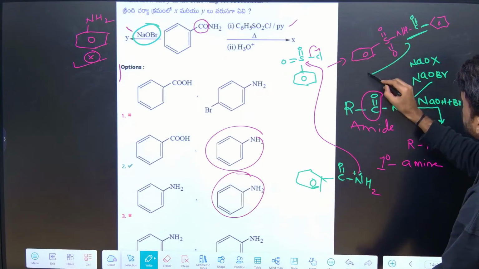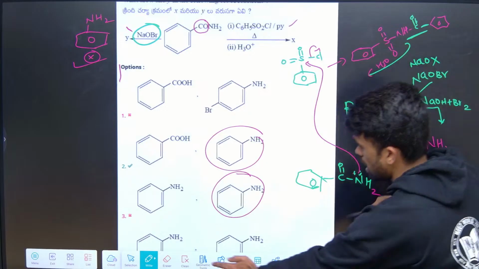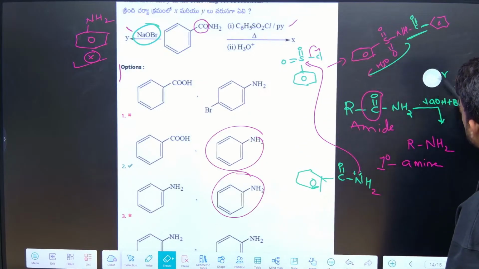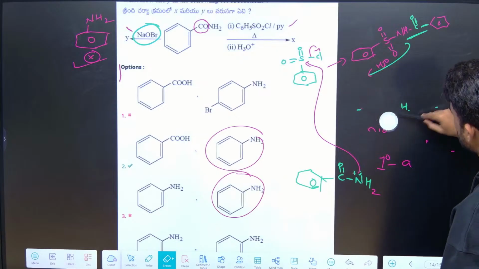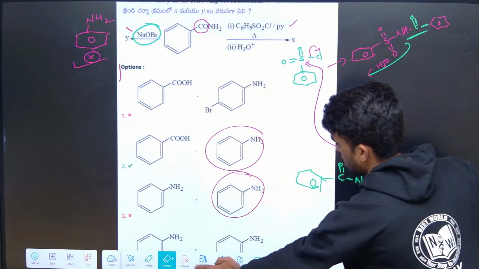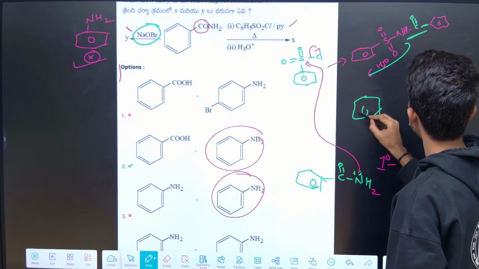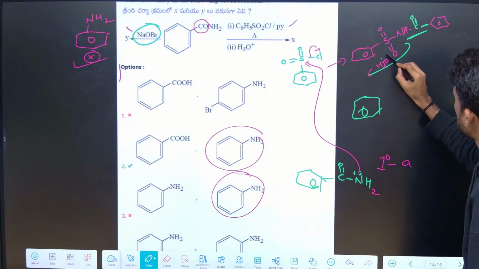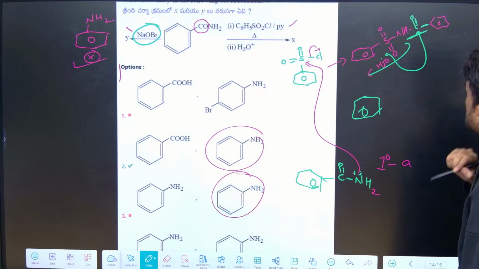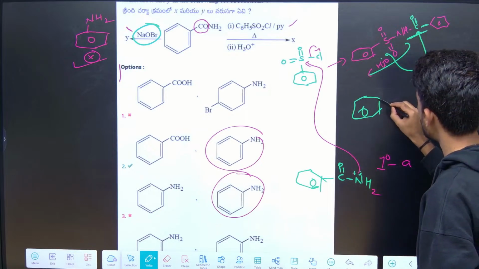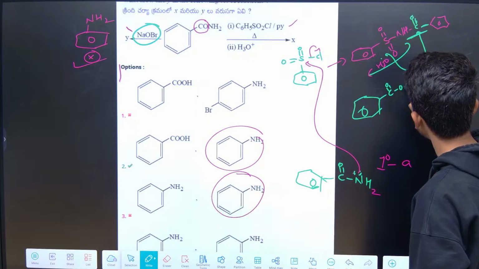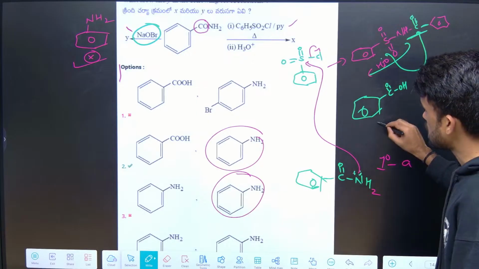Now what you need to do is just hydrolyze this. If you hydrolyze that, what is the product formed? Write the product formed here. Hydrolysis gives what? The water molecule is a nucleophile, attacks at this electrophilic center and generates a carboxylic acid.